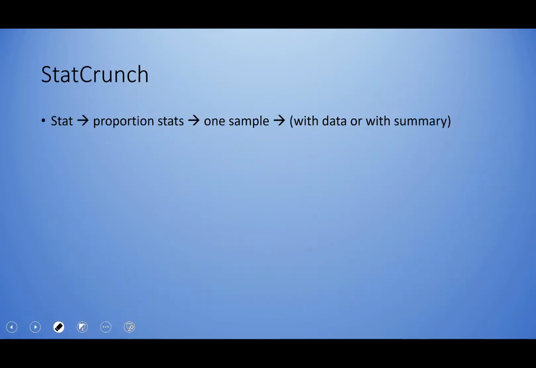Now, we're going to use StatCrunch. And in StatCrunch, the menus that we are going to go to, we're going to go to the Stat menu, we're going to go to Proportion Stats, and then we're going to go to One Sample. And at this point, depending on the problem that you have, you would either select With Data or With Summary. We are going to choose With Summary because we don't have the raw list of data. We just have the final numbers that 93 out of 135 said they had debt. So that would be a summary. Okay, and I'll show you how to do that.